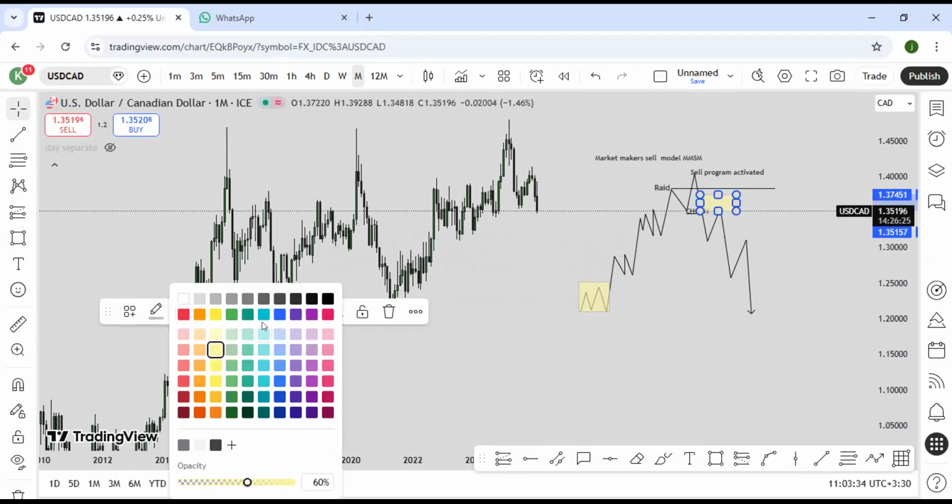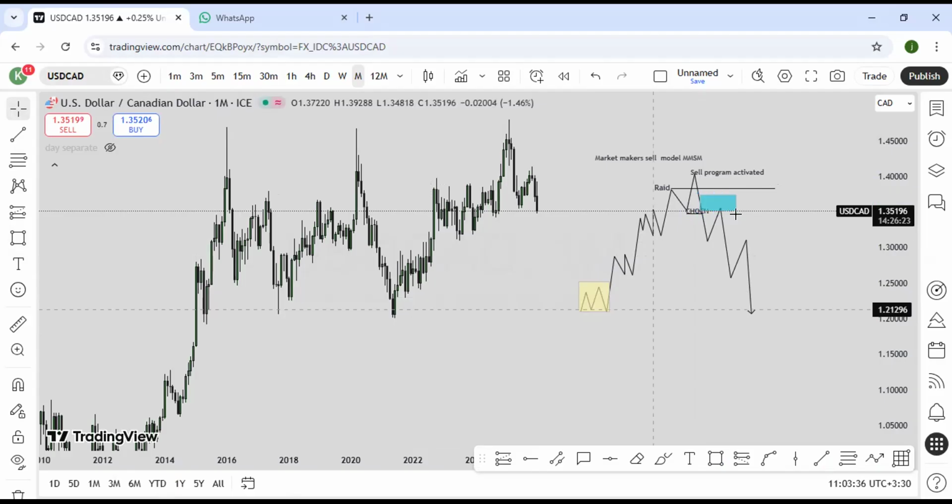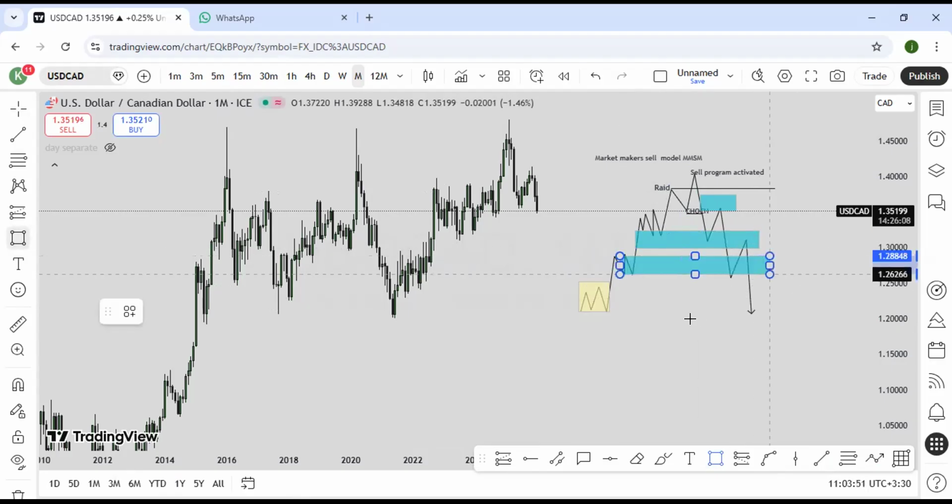Or it can be an FVG or a mitigation block here or an order block. Then our low risk entry is always here. This inverse fair value gap, sell. You have got it? So a mitigation block here, sell. Those are the low risk entries that we have. They are the best entries. This is a high risk sell. This is a low risk sell, low risk sell.